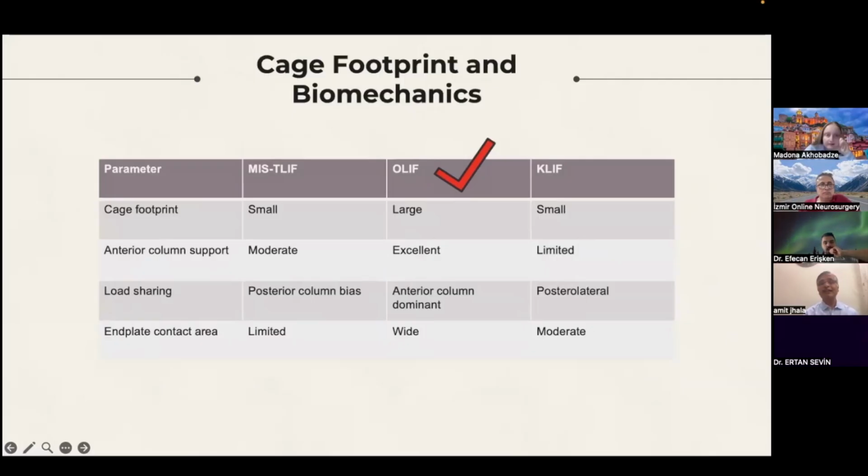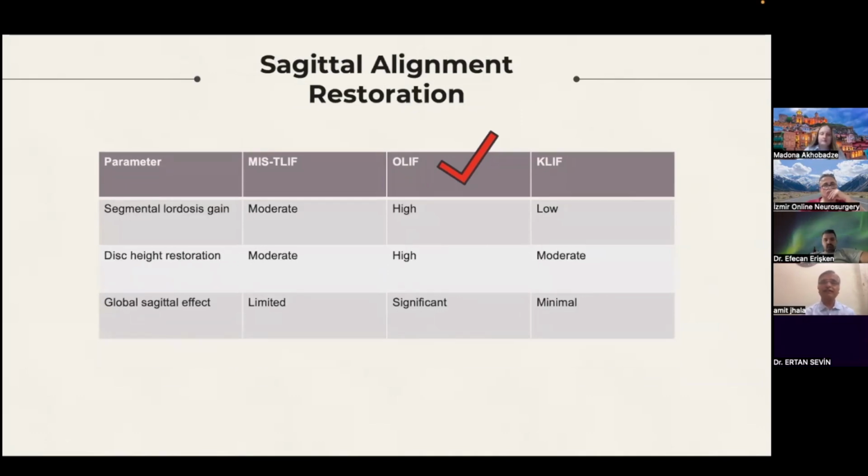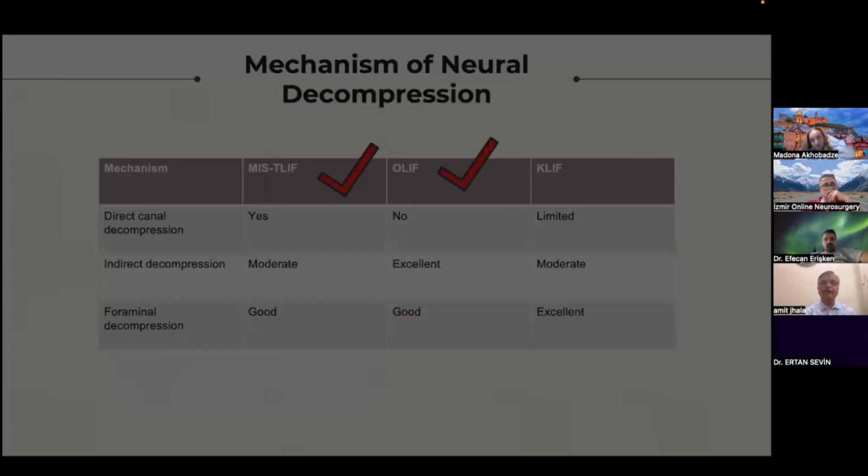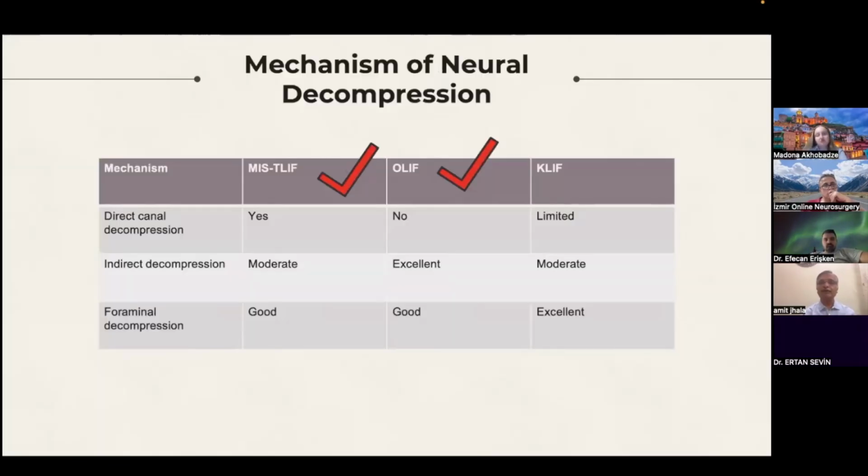If you see the cage footprint and biomechanics, OLIF scores over the UBE TLIF or an MIS TLIF and a KLIF. If you see the sagittal alignment restoration, OLIF scores over the MIS TLIF and KLIF. If you see the mechanism of neural decompression, MIS TLIF or UBE TLIF gives direct canal decompression. So whenever you require a direct decompression, MIS TLIF or UBE TLIF is much better.